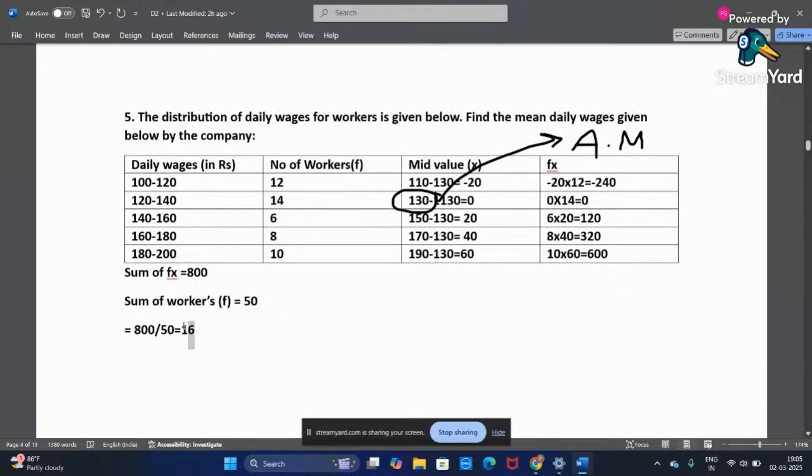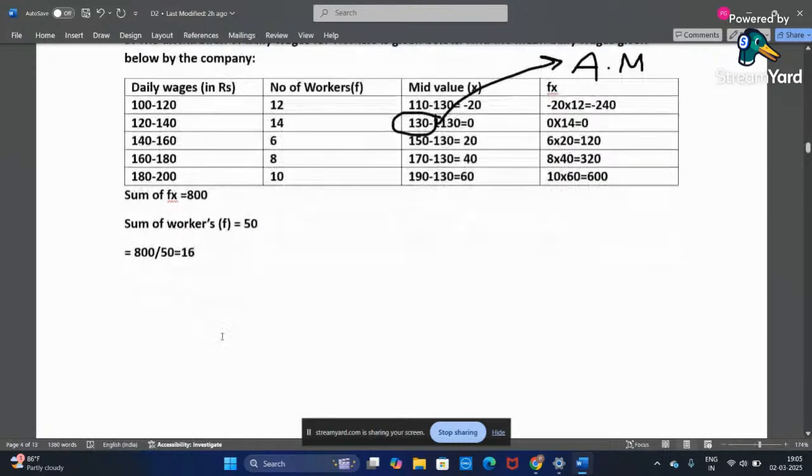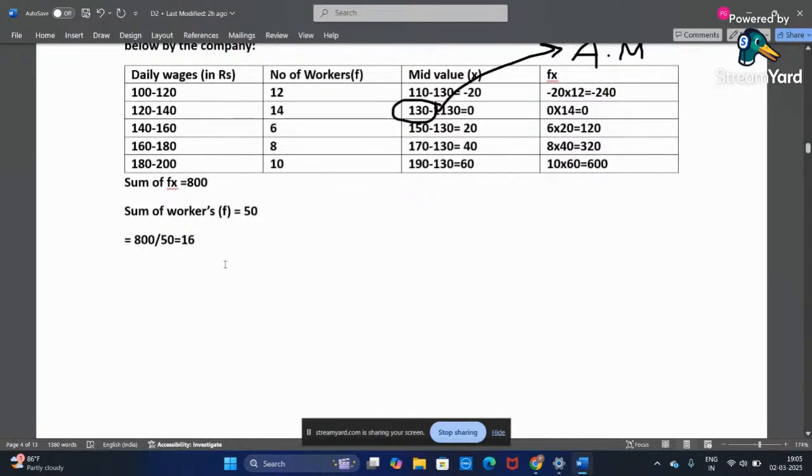This is not our exact mean value because here we have assumed 130 as the mean value. So next what you have to do? We have to add this number to our assumed mean value. Assumed mean value plus 16. What is our assumed mean value? It is 130 plus 16. So the answer is 146. This 146 is our mean. Any doubt in this? Okay, fine. We'll move on to the next one.